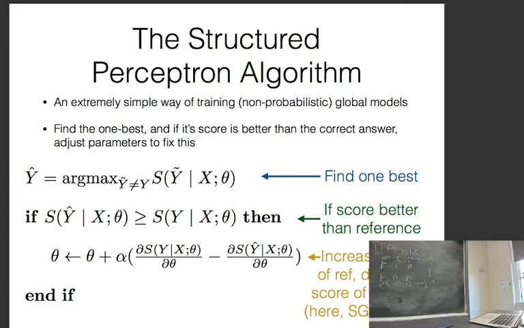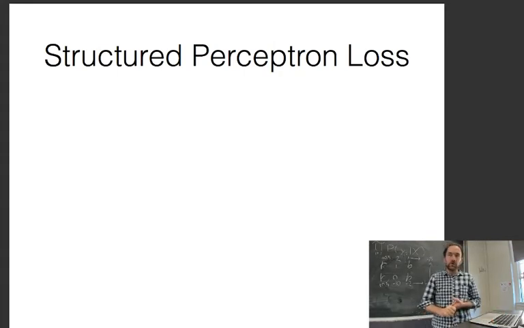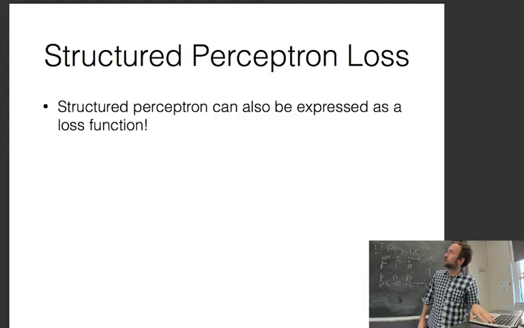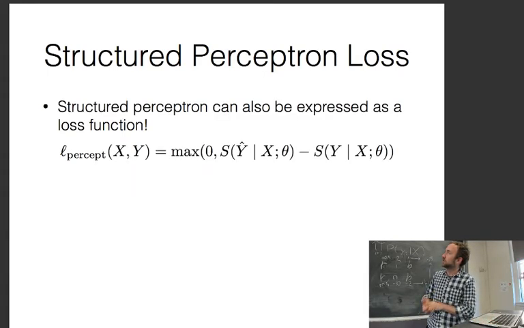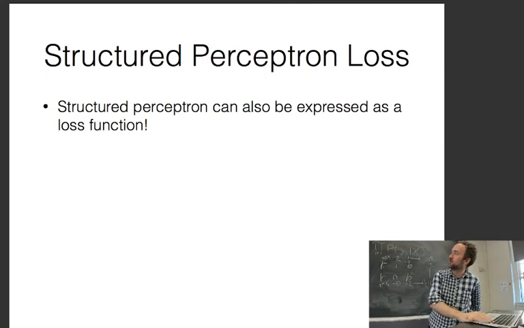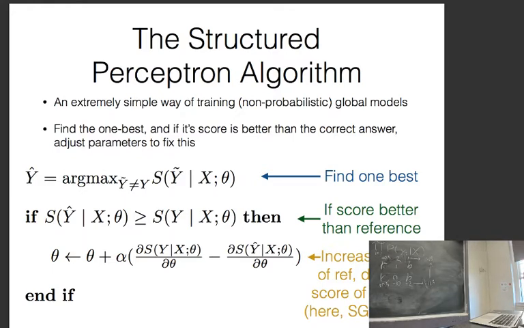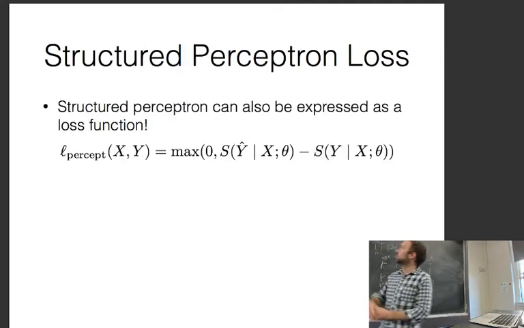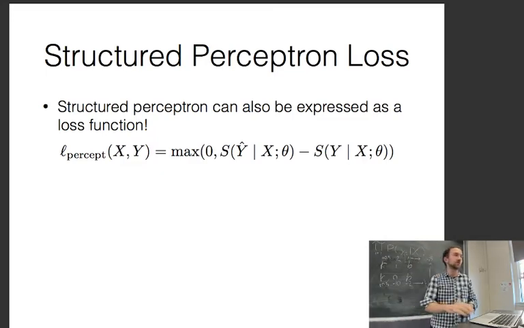So basically here, we are moving in the direction of the correct answer, and we're moving away from the direction of the incorrect answer. And we can express this as a loss function. The way we do this is we basically take the max of 0 and the score difference between the one best and the other one. So you can see, the reason why we take the max is this max corresponds to this if statement. If this if statement is false, we do nothing. So our loss is 0, and if our loss is 0, we don't have any gradients, so we don't do anything. If the loss is not 0, then we basically have this here, and then we can take the derivative of this and do the update according to this.